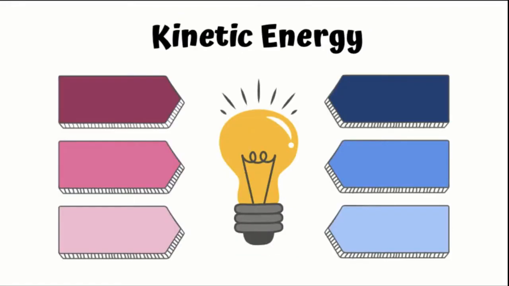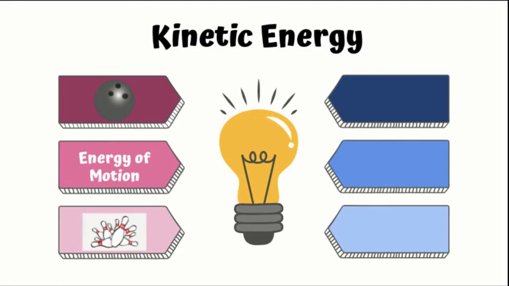We're first going to start with kinetic energy. First, I want you to imagine that you're rolling a bowling ball down a lane, and this is going to have kinetic energy, which is the energy of motion. When the ball goes down the lane, it is going to knock over some pins, and the pins will now receive that kinetic energy, and they are going to fall over.